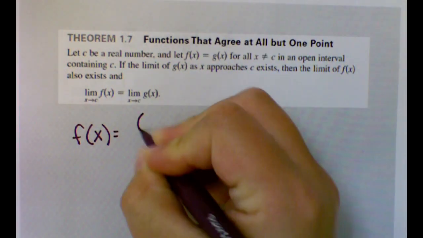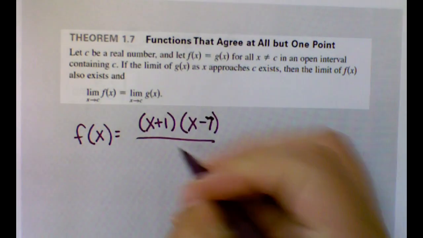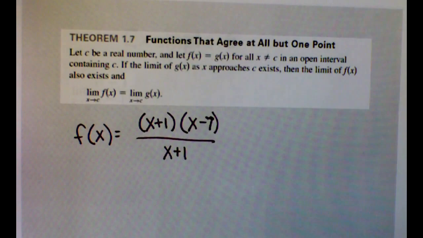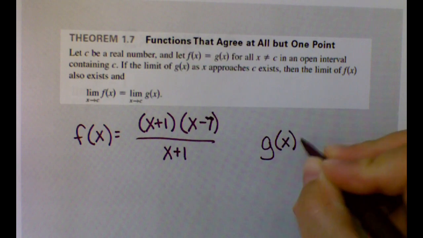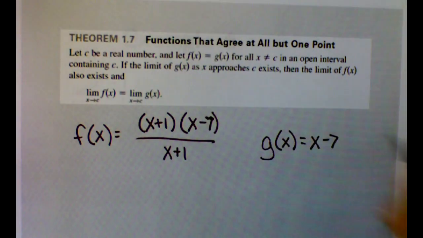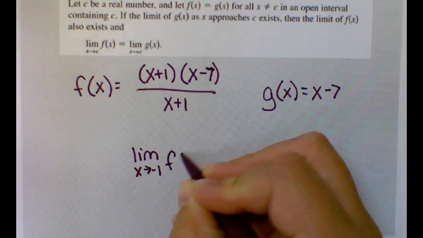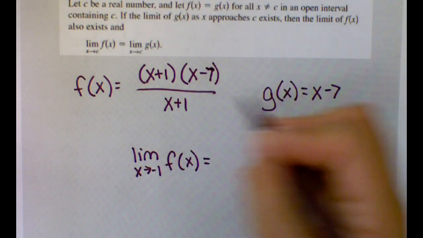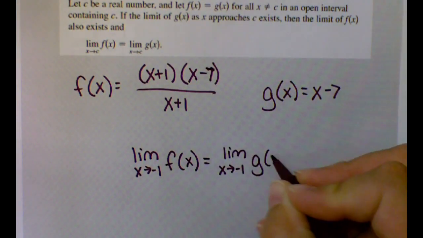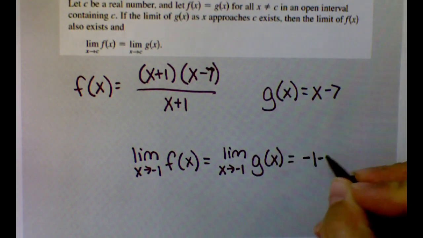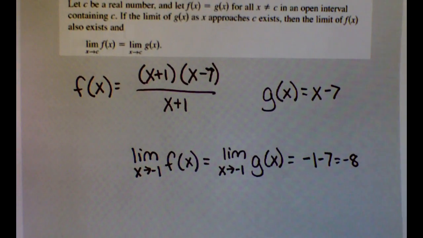If f of x equals x plus 1 times x minus 7 over x plus 1. Well, I know this function does not exist at x equals negative 1. But I also know that I could have canceled those two and been left with just x minus 7. This is saying that the limit as x approaches negative 1 of f of x, since I can simplify this to get g of x, those limits will be equal. And with g of x, I can just plug that in and get negative 8. So I know the limit of both functions as x approaches negative 1 is negative 8.